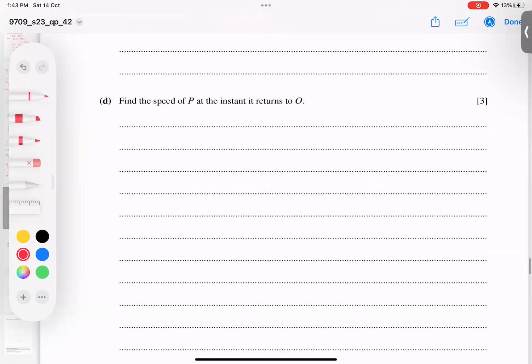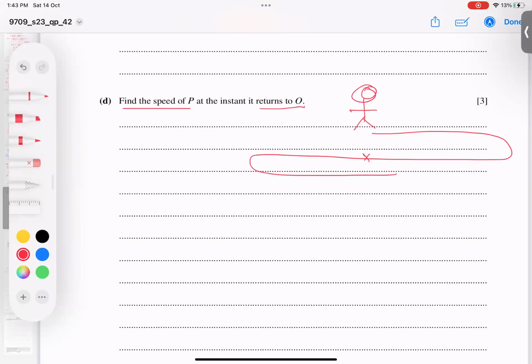So now let's go for the next part. Find the speed at the point when the particle returns to O. This is a very interesting point. Whenever the particle is going away from the observer, velocity is positive, and then it comes back. We will not talk about that point of view. We want to talk about the displacement point of view. When the particle goes away and comes back to the observer, at this point displacement is 0.